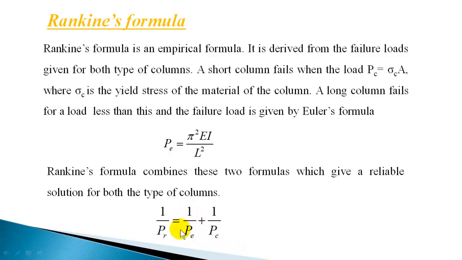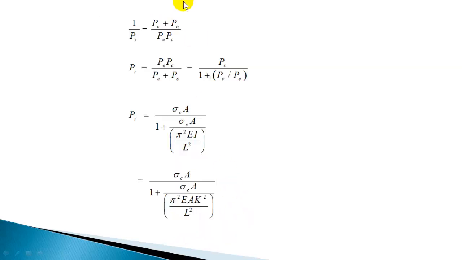You can write it as 1 by PR is equal to PC plus PE divided by PE PC. Or, taking the reciprocal, PR is equal to PE PC divided by PE plus PC. Or if you divide by PE in the numerator and denominator, you get PC in the numerator. Dividing by PE here, you get 1 plus PC by PE in the denominator. So PR is equal to PC by 1 plus PC by PE.